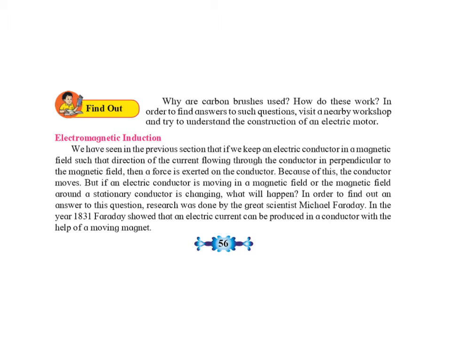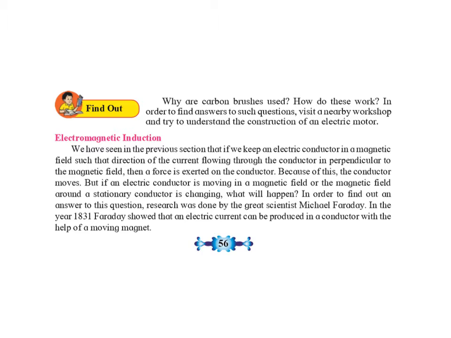Electromagnetic induction. In the previous section of the chapter, we saw that if we keep an electric conductor in a magnetic field such that the direction of the current flowing through the conductor is perpendicular to the magnetic field, then a force is exerted on the conductor. Because of this force, the conductor moves.